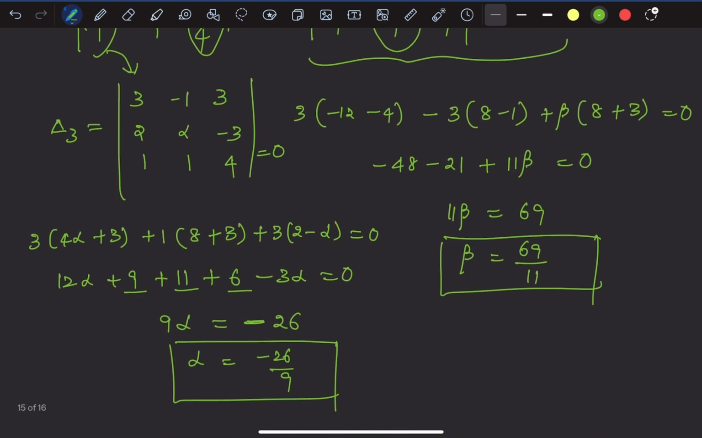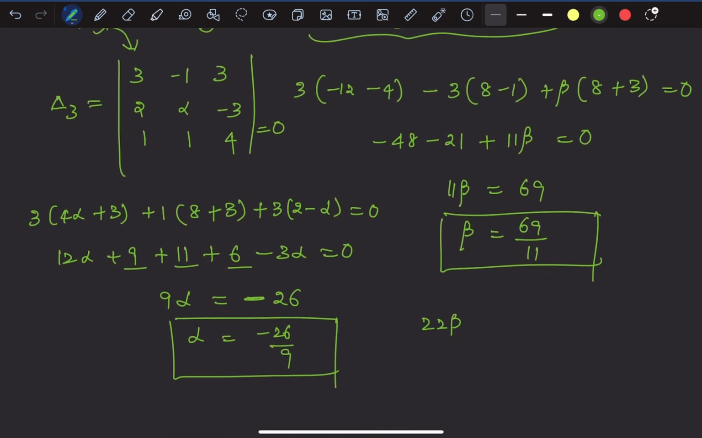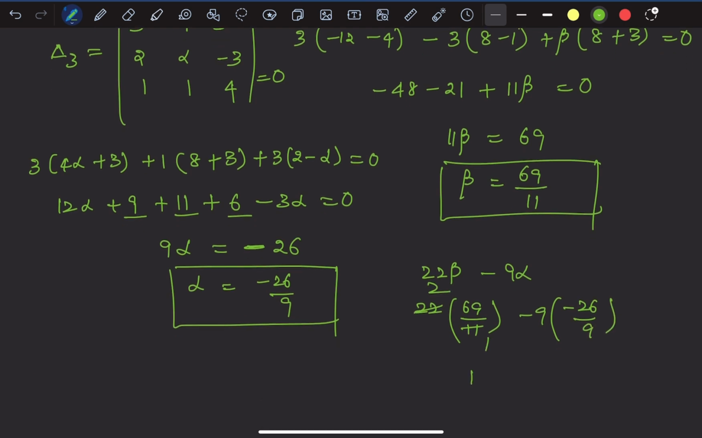We have to find out 22 beta minus 9 alpha. So 22 beta is 69 by 11, minus 9 alpha is minus 26 by 9. So 11 ones, 11 twos, 69 twos is 138, 9 ones plus 26. So this is simply 164. So this is the answer.